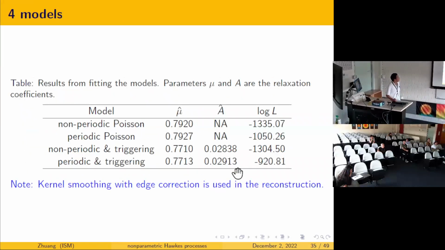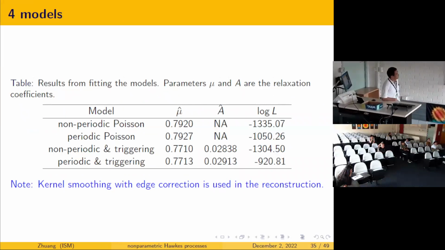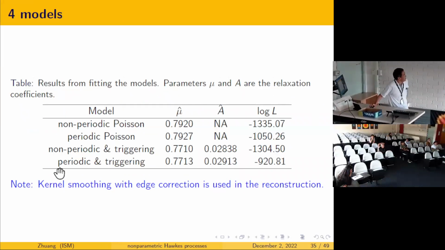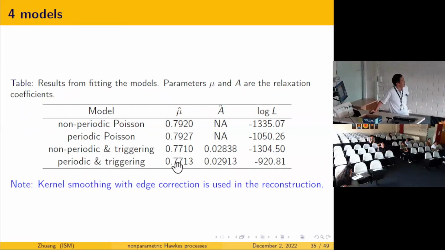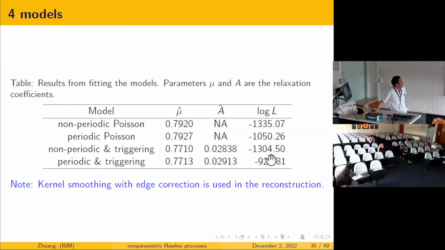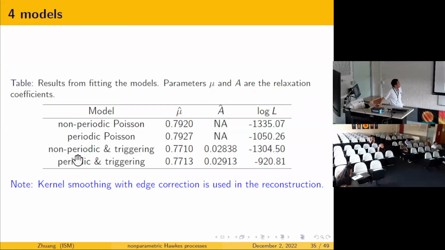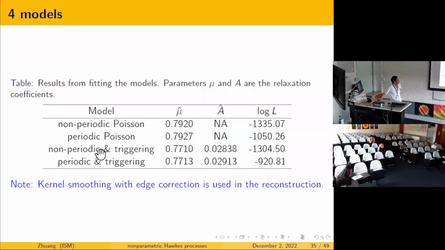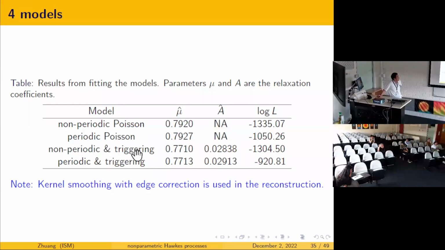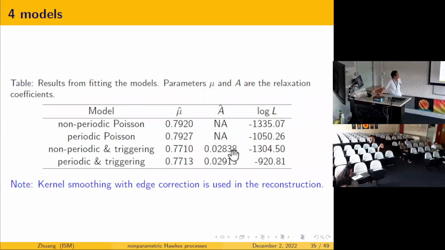Okay, so these are the results for the model. This is the model we propose. We're trying to use it to get an improvement compared to the one with a non-parametric background plus a trigonometric part, a non-periodic background plus a trigonometric part. Then we have the periodic Poisson model and the non-periodic Poisson model.